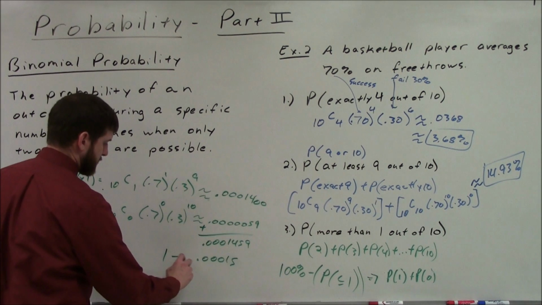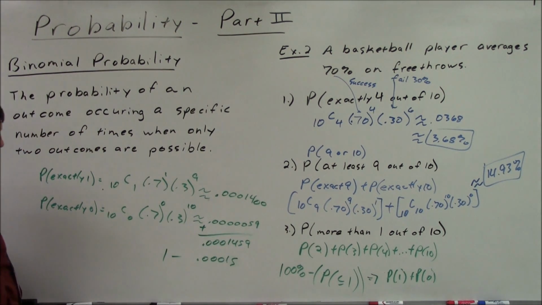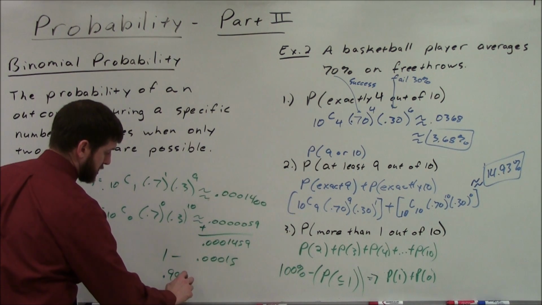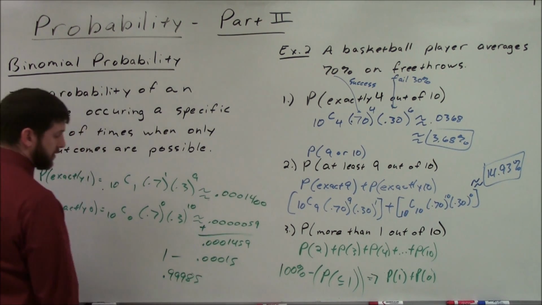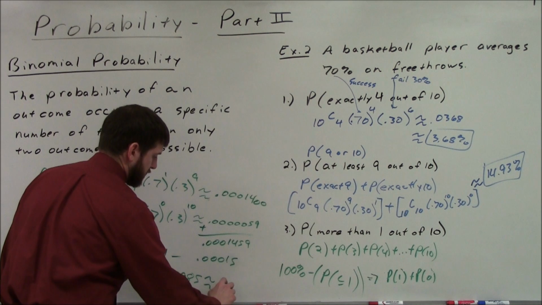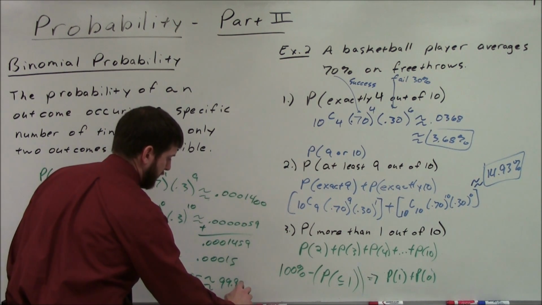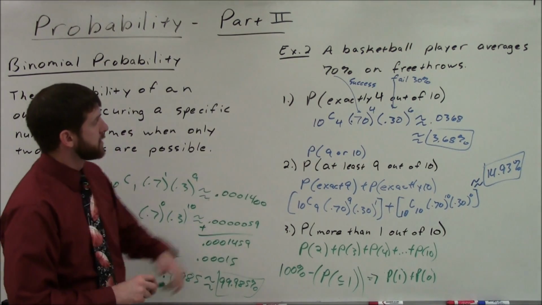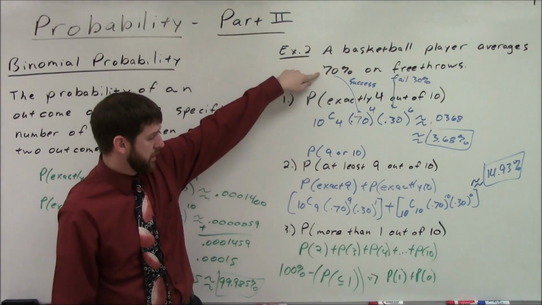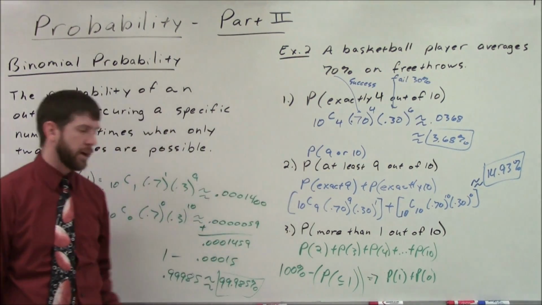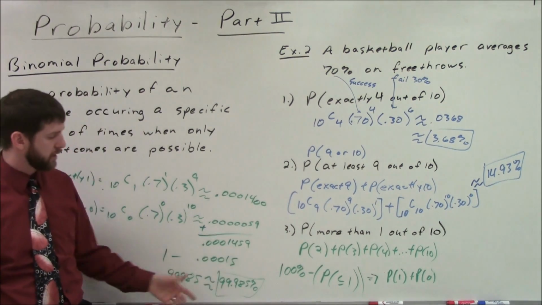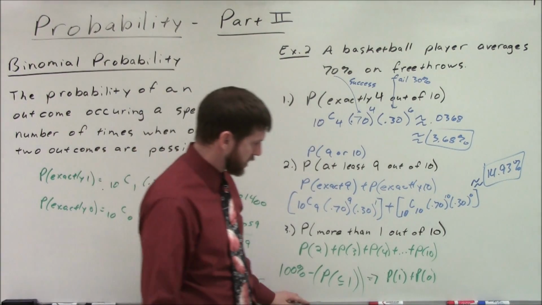Let's just do 1 minus that, complement of all that. And so that would give us 0.99985. So as a percentage, that's a 99.985% likelihood that if he is a 70% free throw shooter, he's going to make more than 1 out of every 10 tries. So pretty sure bet, but again, there's always that small chance that's in it.